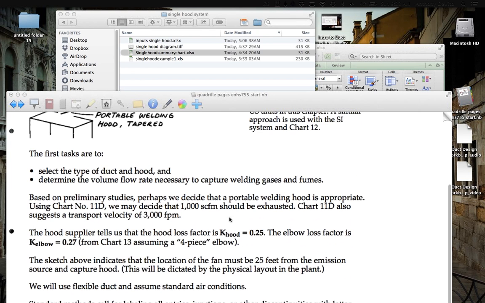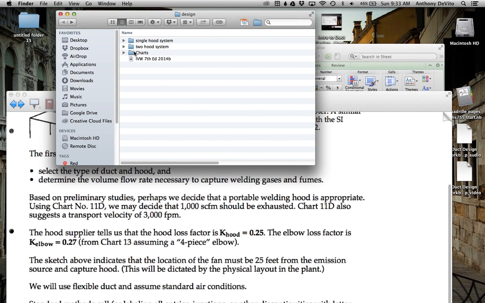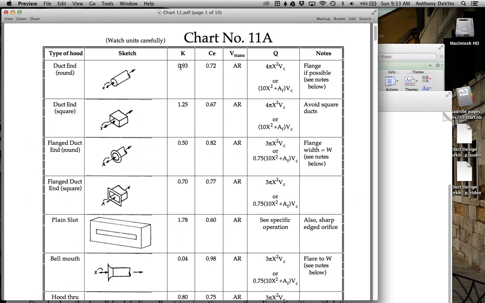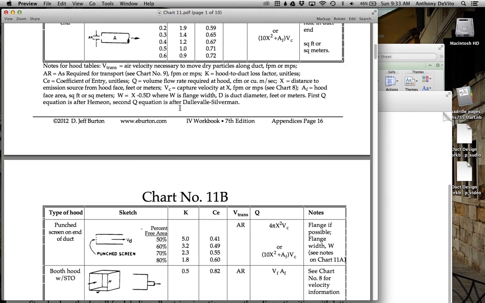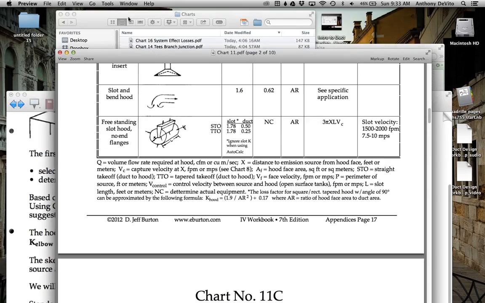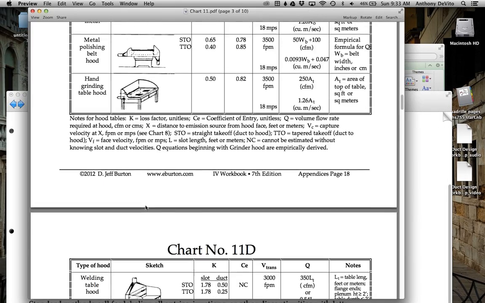Now, they gave us the hood loss factor, K, which is 0.25. Okay, and they gave us an elbow loss factor to use, 0.27, assuming a four-piece elbow. If they hadn't given it to us, we would have gone to our tables and looked it up. So for instance, here's chart 11 is where we would look up the various K factors. That's this column here for the various different kinds of hoods. And if you're going to design a system that has one hood in it, you could just choose one of these alternatives or something that you found somewhere else.